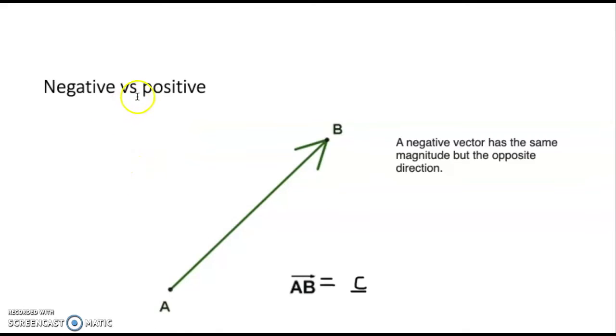As I previously said, the direction in which the vector is going is important because it will determine whether it's negative or positive. So see, we have the vector AB, and let's say AB is equal to C. If we were to find the vector BC, it would be the opposite of C, so it'd be negative, so it'd be minus C.